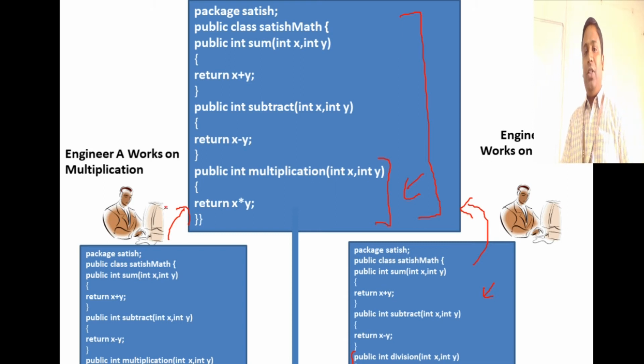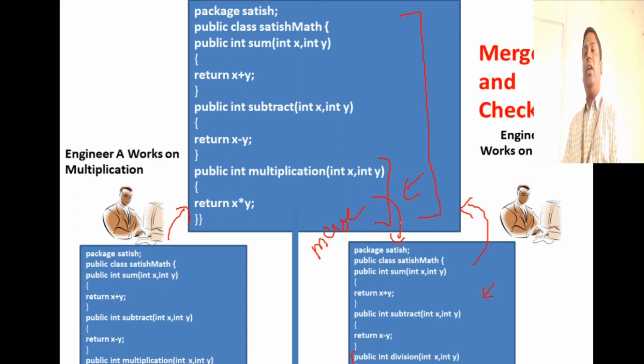So what he has to do is, he has to merge these changes. He has to merge these changes to his code, and then he has to push in that code. So he will merge the multiplication change, he will add the division change, and then he will push in that code.